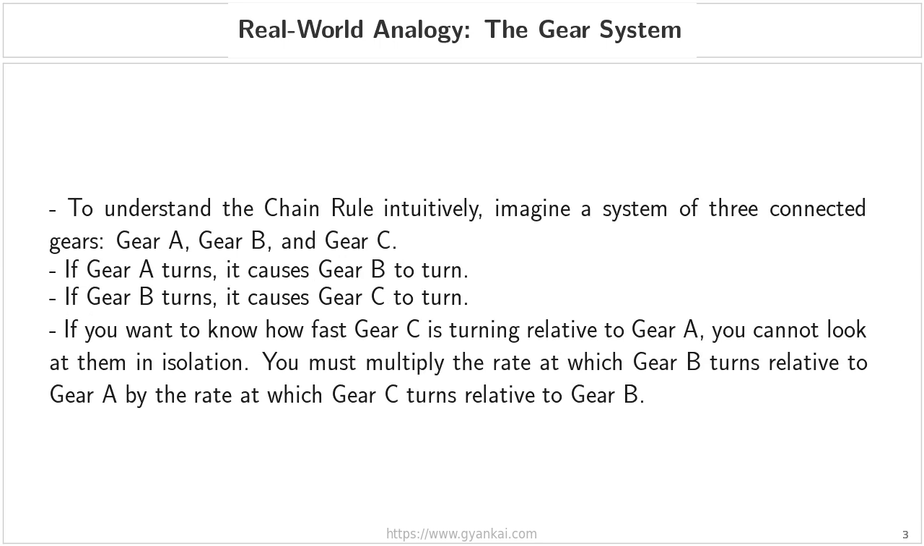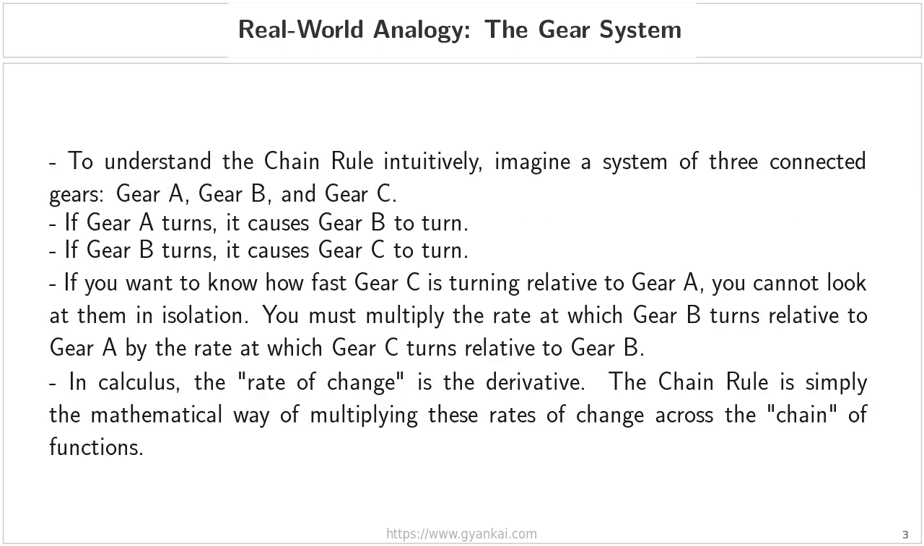Now, if you want to determine how fast Gear C is rotating relative to Gear A, you cannot simply look at the two of them in isolation. Because Gear B is the intermediary, you must multiply the rate at which Gear B turns relative to Gear A by the rate at which Gear C turns relative to Gear B. In the world of calculus, this rate of change is exactly what a derivative represents. Therefore, the chain rule is simply the mathematical way of multiplying these rates of change across a chain of functions. By understanding this relationship, it becomes much clearer why we multiply the derivative of the outer function by the derivative of the inner function. With this intuitive understanding in place, let's move forward and look at the practical, step-by-step process for applying this rule to actual problems.